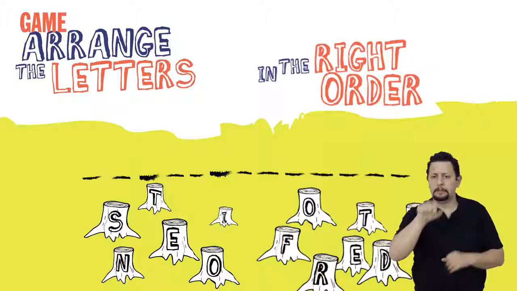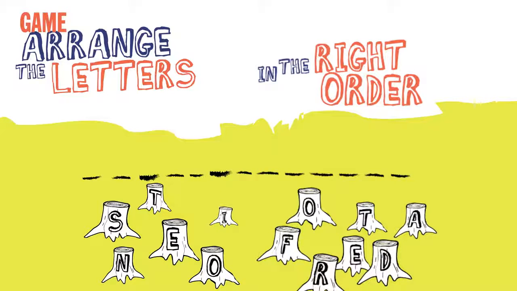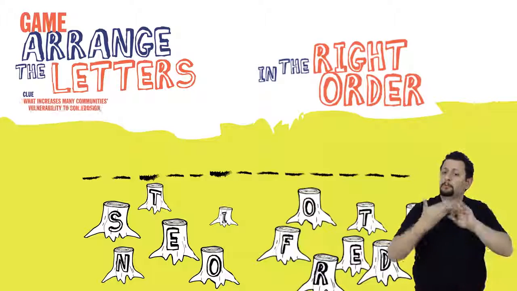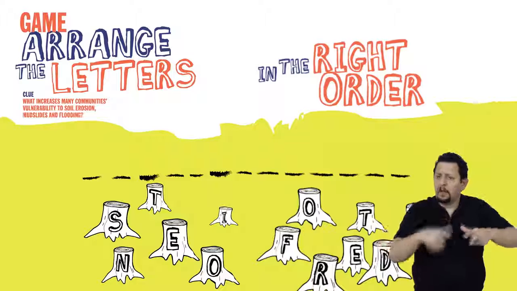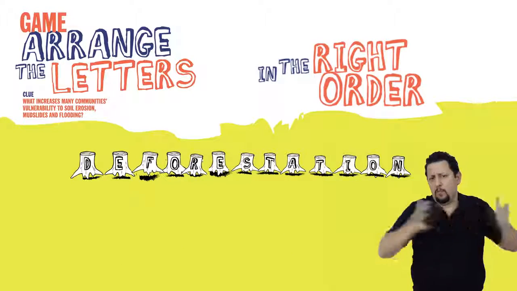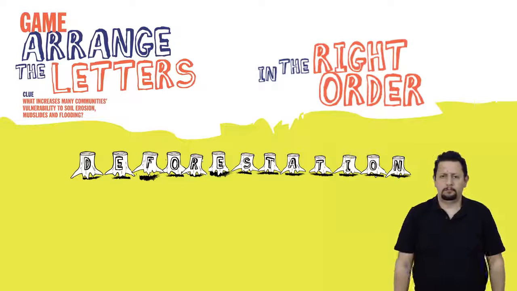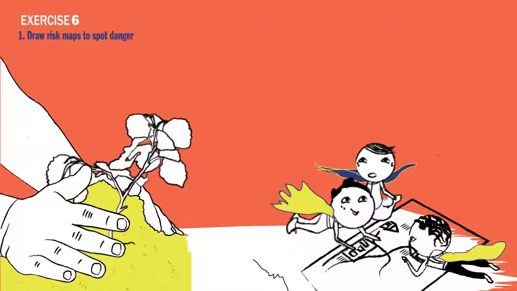In the cut-down tree trunks, the letters S, T, N, E, I, O, F, O, R, E, T, D, and A are etched. Clue. What increases many communities' vulnerability to soil erosion, mudslides and flooding? On top, 13 short lines. Letters are arranged in a way to form the word deforestation. Deforestation.